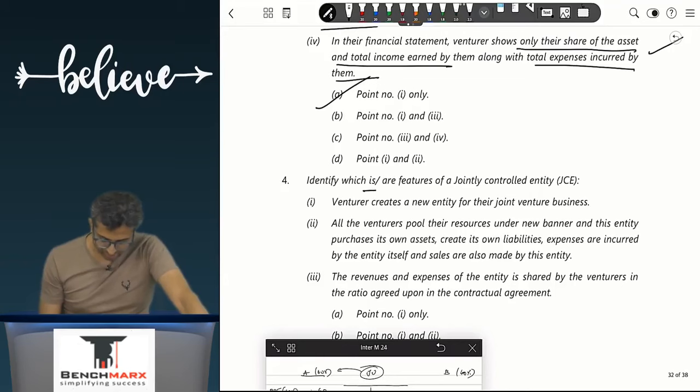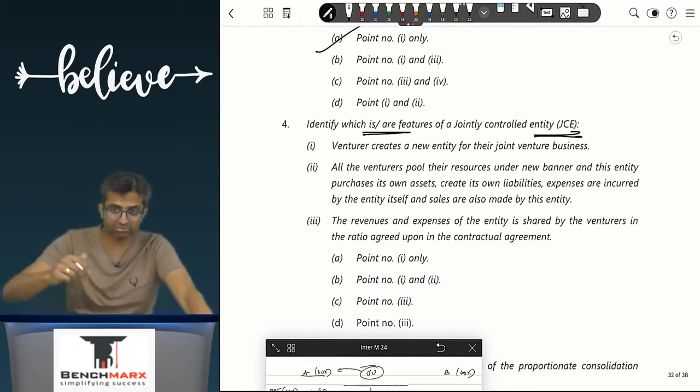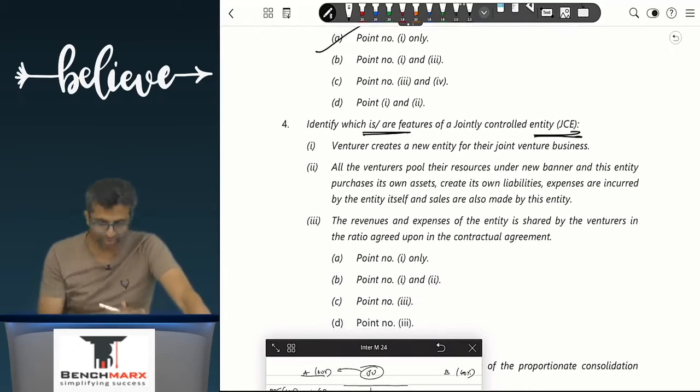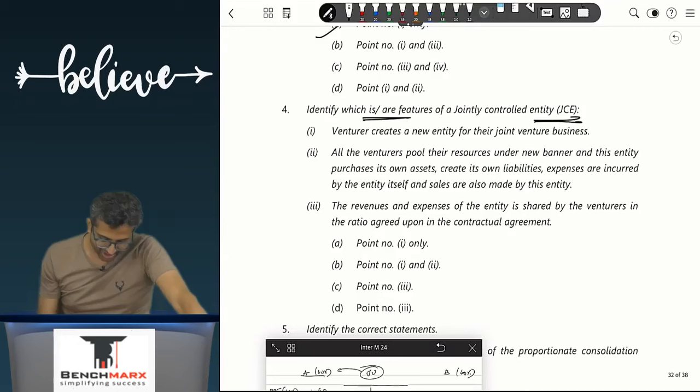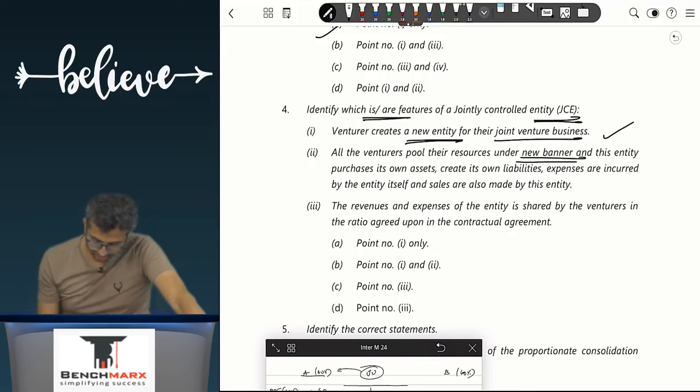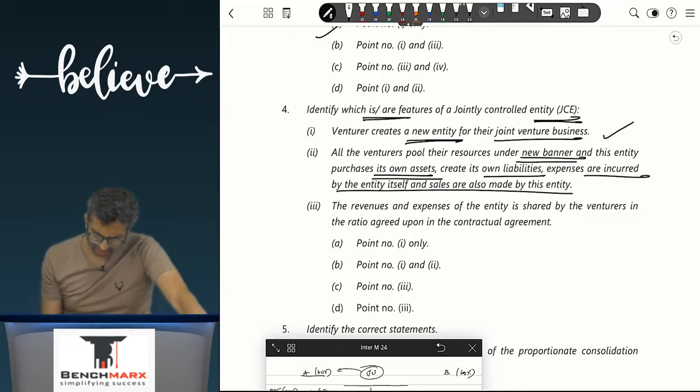Identify which is or are features of a jointly controlled entity. Here we have to find which are the features. So there should be an entity in the middle generally. The venturers create a new entity for their joint venture business. Is this correct? Yes. All venturers pool their resources under the new banner. And this entity purchases its own assets, creates its own liabilities, and expenses are incurred by the entity itself. Is this also a feature? Yes, seems to be.